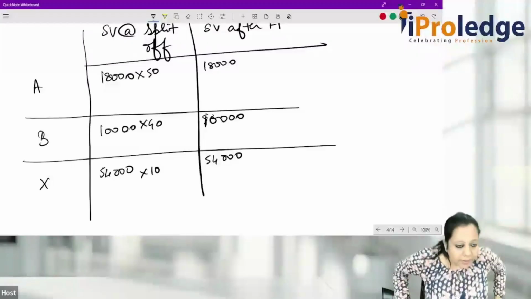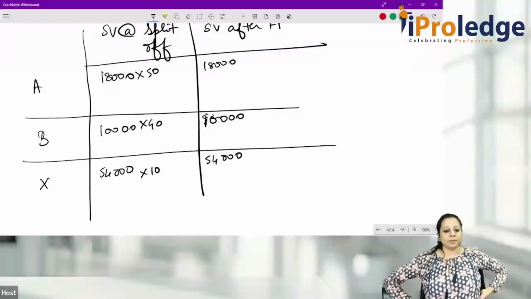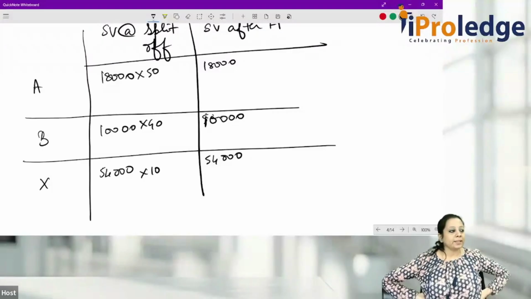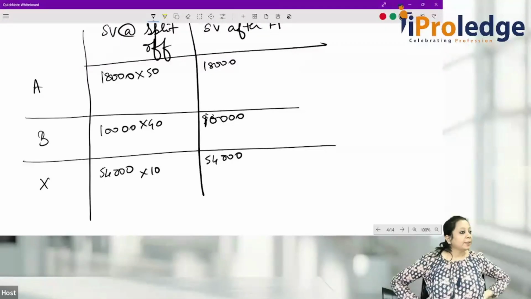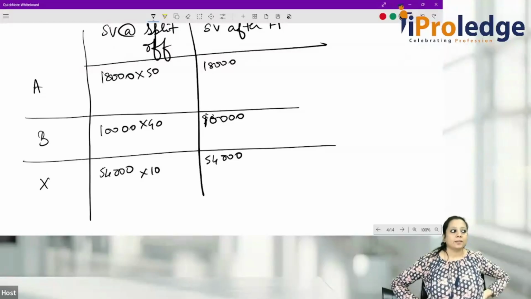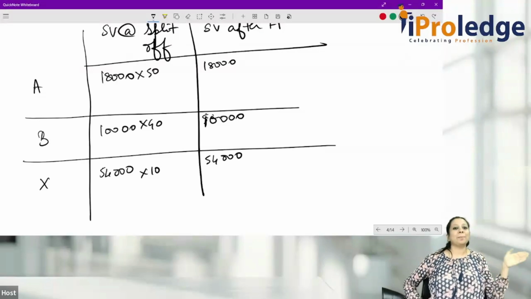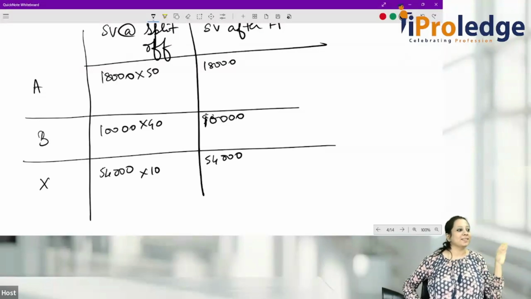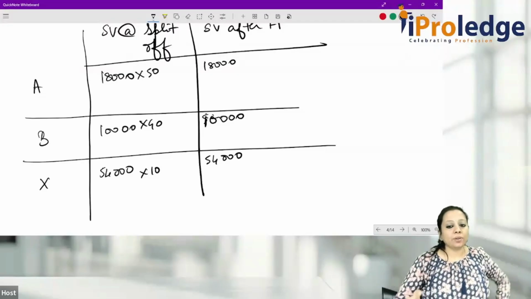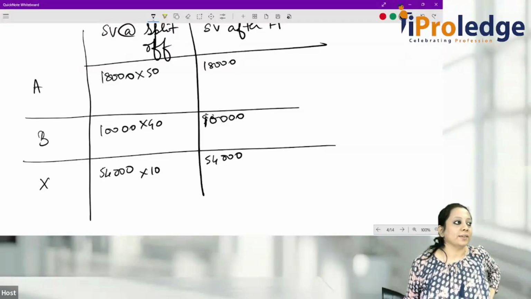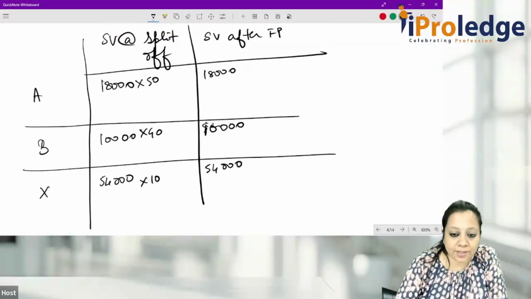Now, what I wanted to tell you people was, 18,000 into 50 I've taken. Why I didn't take 17,000 for the next? Exactly. When we are comparing, we should compare same numbers. That is why. Right, students? So now, how to find out the selling price for this? How to find out the selling price for this, students?